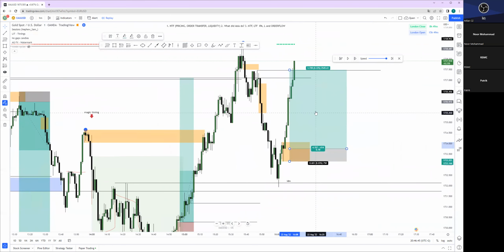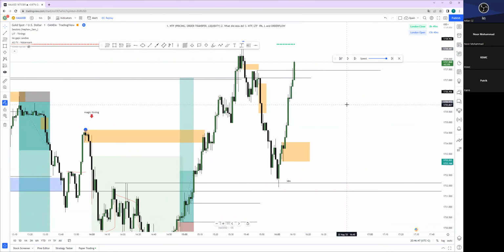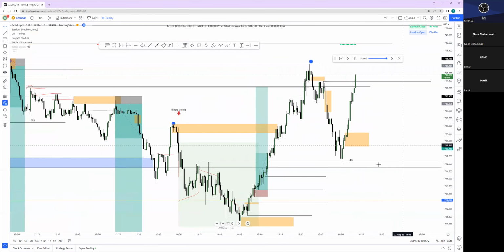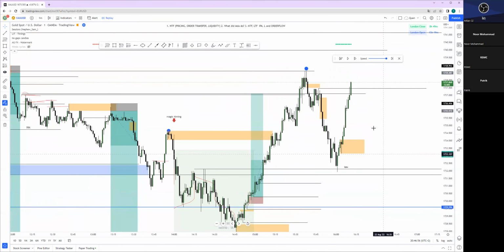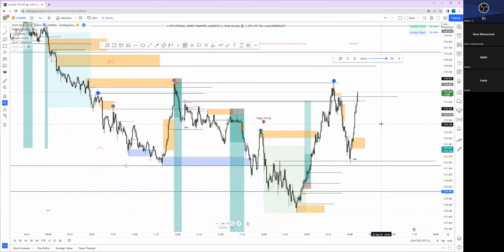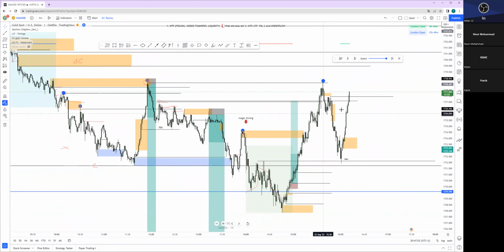Okay, and we never got tapped in, and this is exactly what I'm saying. This is exactly what I was saying about gold. You won't get confirmation entries, and we missed like 2 or 3 trades already because of that. So yeah.